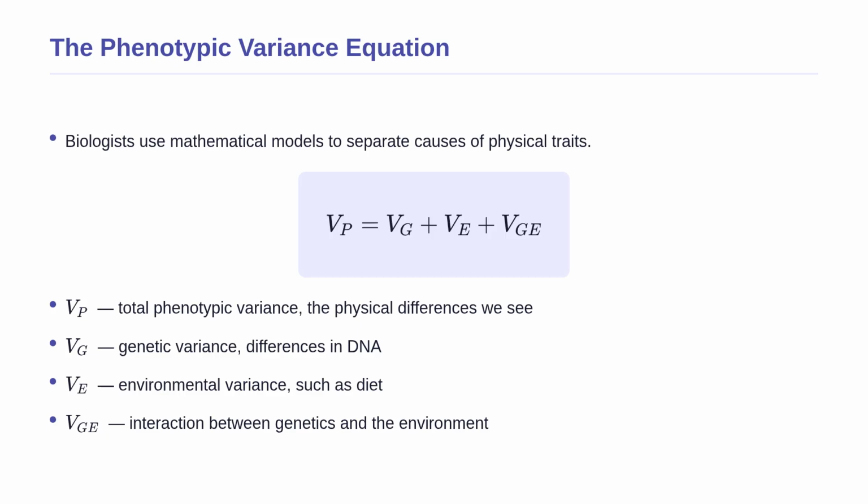VP represents the total phenotypic variance, which is the physical difference we actually see, like the size difference between a queen and a worker. VG stands for genetic variance, or differences in DNA. VE represents environmental variance, which in our bee example is the diet. Finally, VGE is the interaction between genetics and the environment. If the environmental difference increases, the physical difference increases, allowing us to quantify exactly what drives these biological changes.